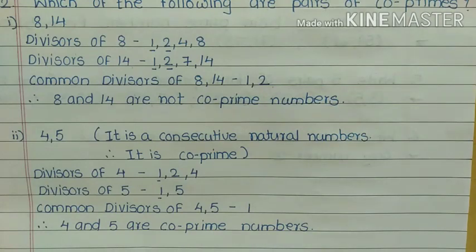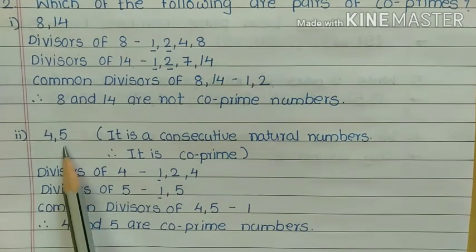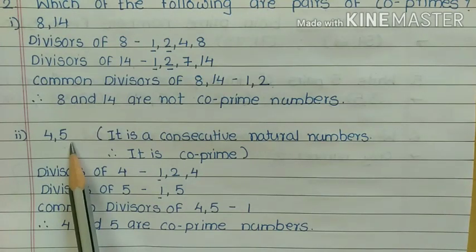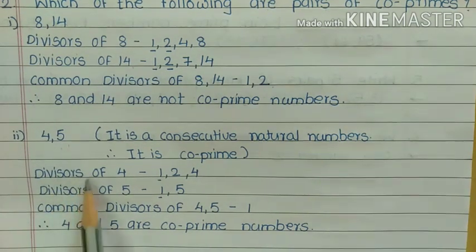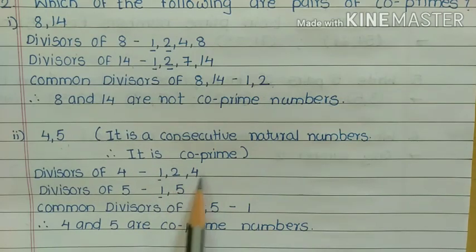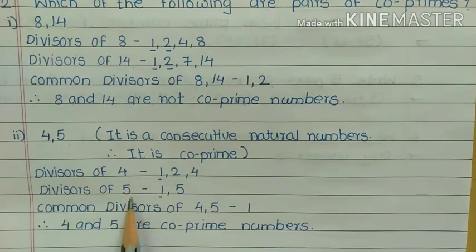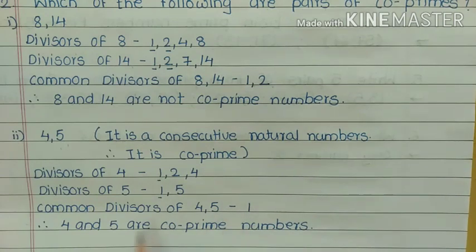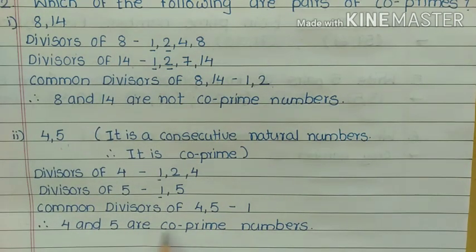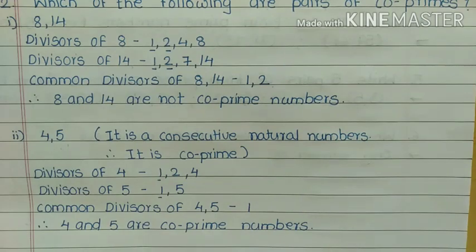Let us take one more example. 4 and 5. As we learned, consecutive natural numbers are co-prime. 4 and 5 are consecutive natural numbers, so they are co-prime. Then also we will cross check that. Divisors of 4: 1, 2 and 4. Divisors of 5: 1 and 5. What are the common divisors of 4 and 5? Only 1. Therefore, 4 and 5 are co-prime numbers.